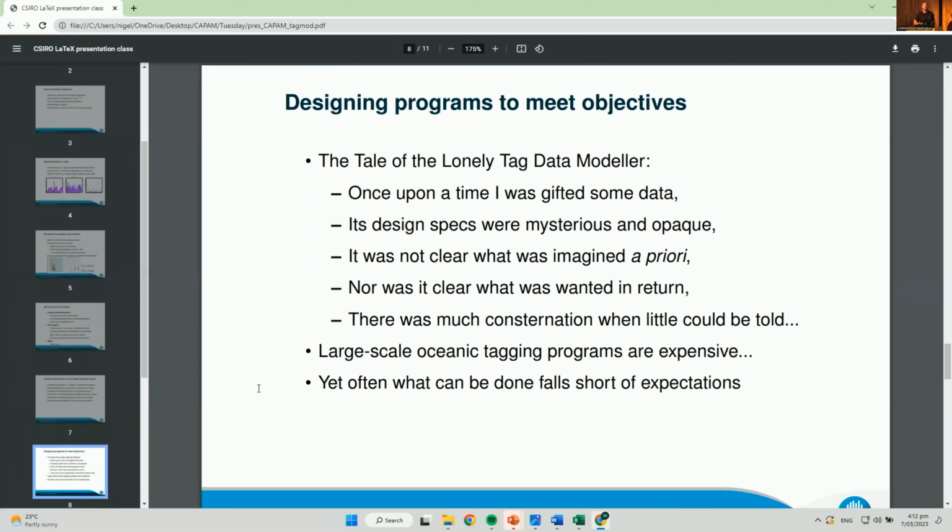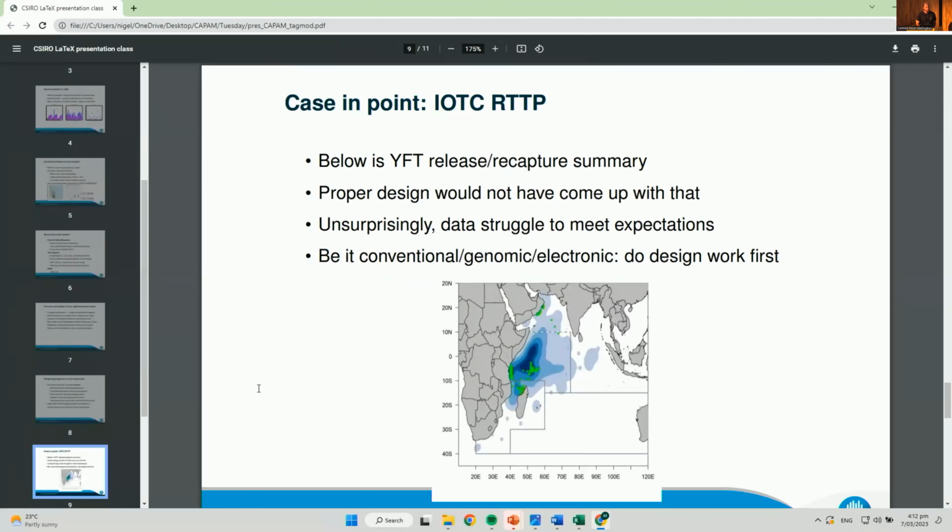Often, I think we fall really short of the expectations of the people that finance or approve this kind of thing, and they say, why can't we estimate those things? Because I don't think we had a part in the design. So the IATTC one is probably a case in point. So below there, I think, Dan, this is your graph. Thank you, Dan.